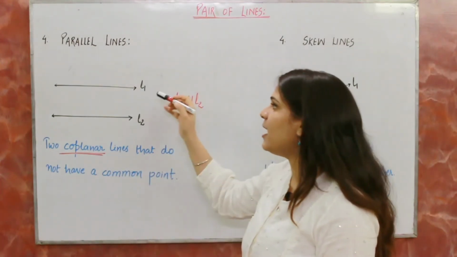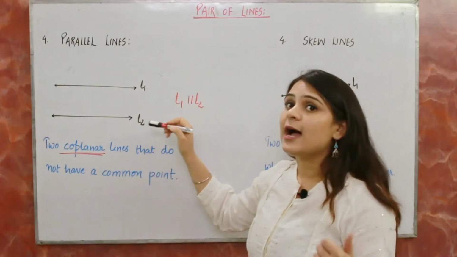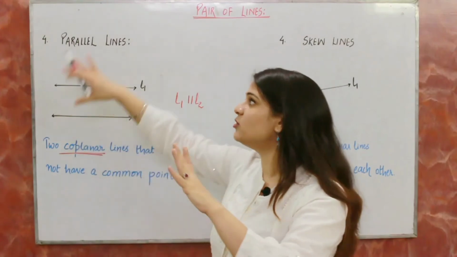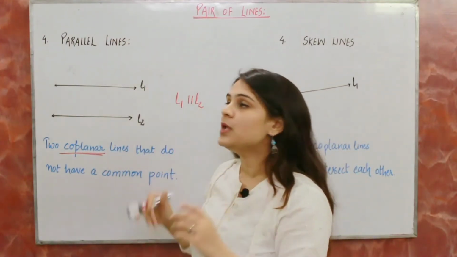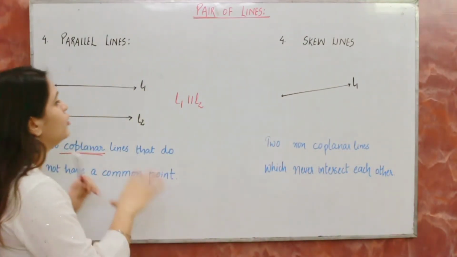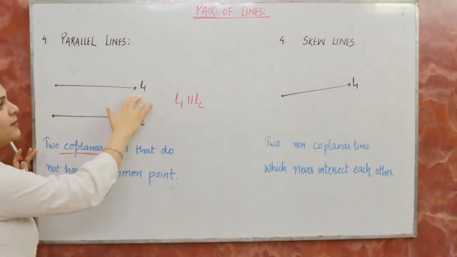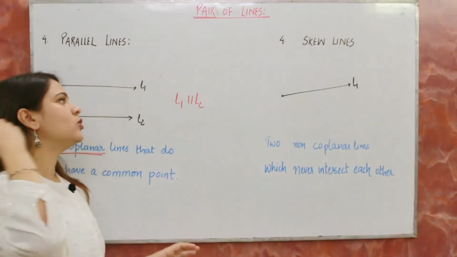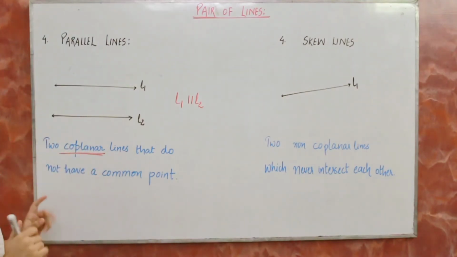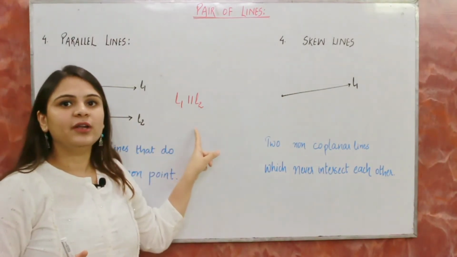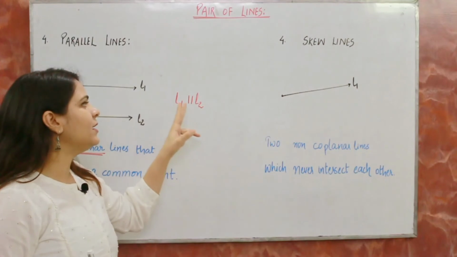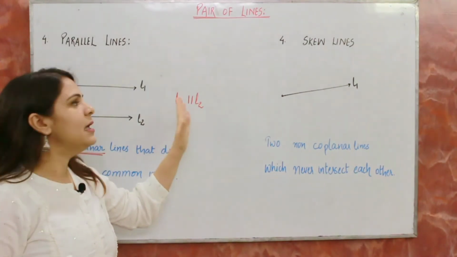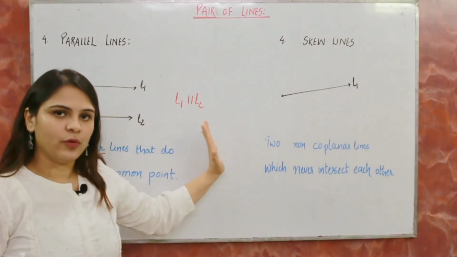For example, we have line L1 and L2 and they both are in one plane, and this plane is this whiteboard. So in this case, you will see there is no common point. These lines are never going to meet, they will never touch. So they are parallel lines, right? And this is the way we represent parallel lines, like L1 and then the sign of parallel, L2. L1 is parallel to L2, right?